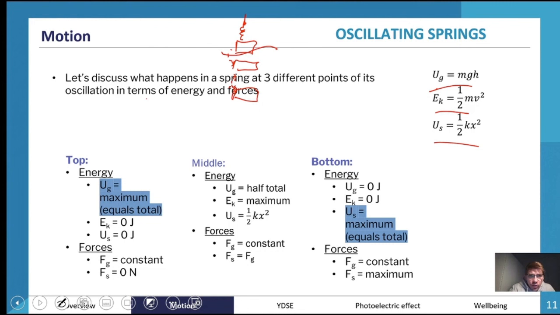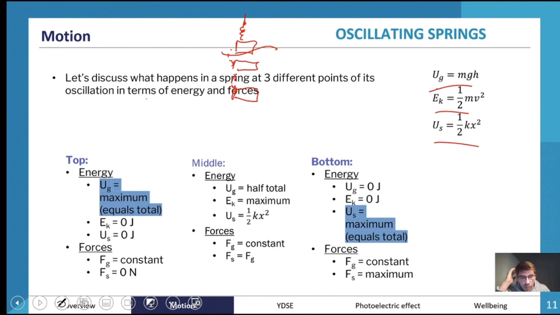So at the very top, obviously there is maximum gravitational potential energy because this is the maximum height that the spring can achieve. Kinetic energy is equal to zero because the spring isn't moving, and elastic potential energy is also equal to zero because the spring hasn't been stretched or extended. It's still at its resting length. The force acting on the spring at the moment is equal to the weight force. The weight force is the only force acting on the object at this time. The force due to the spring is equal to zero.